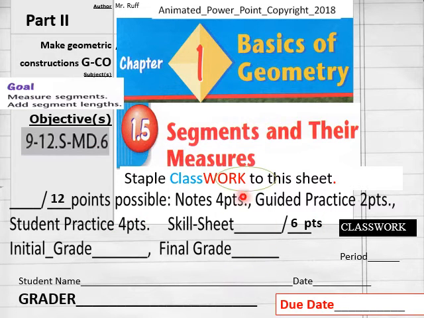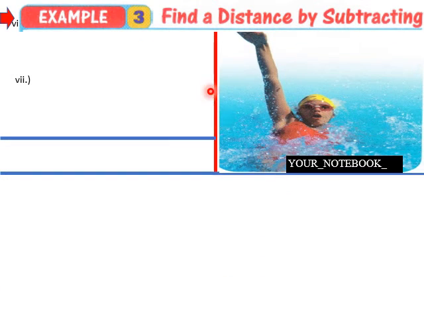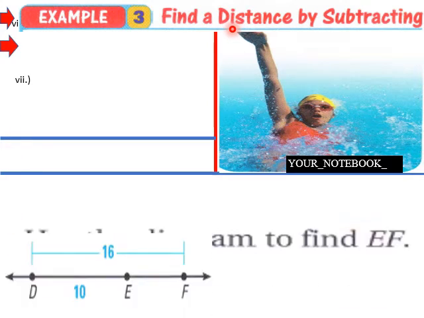So we have 12 points here of classwork and then 16 points of notebook taking, 1.5 part 2, segments and their measures. So in your notebook entry here, find distances by subtracting.